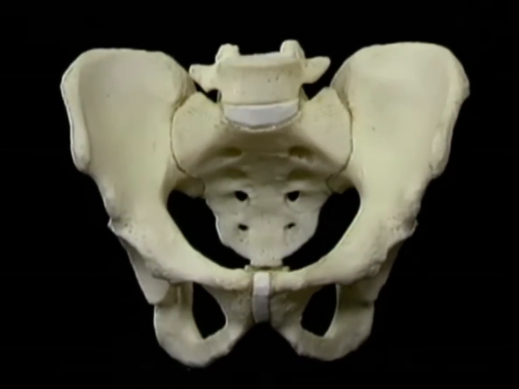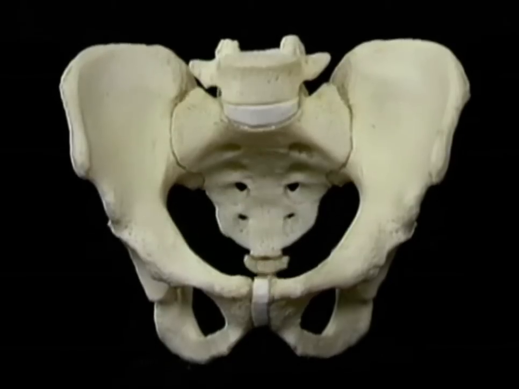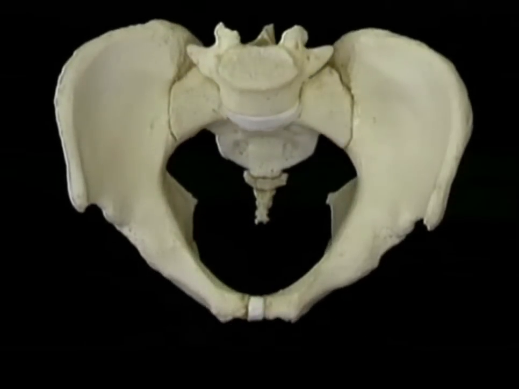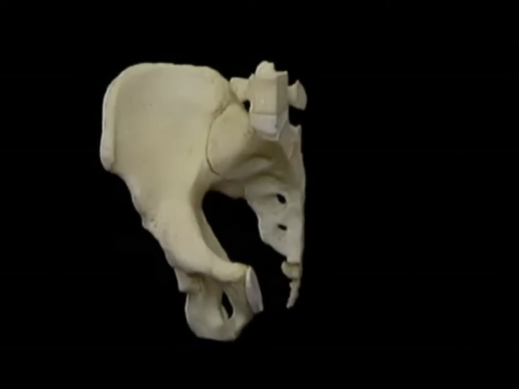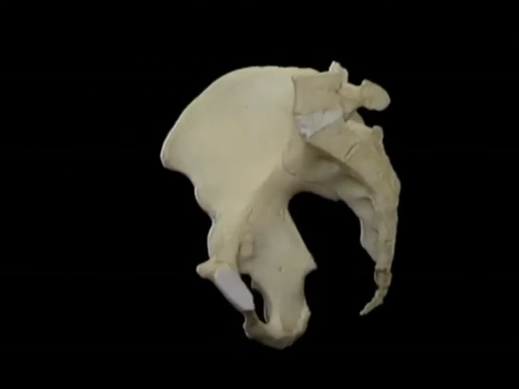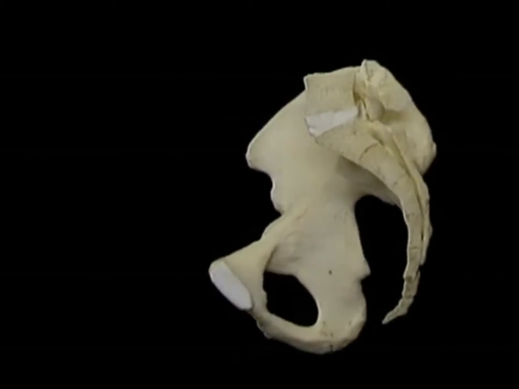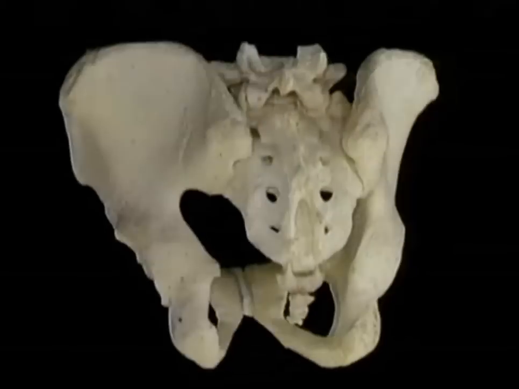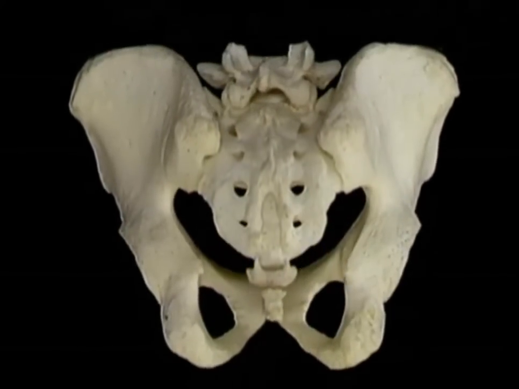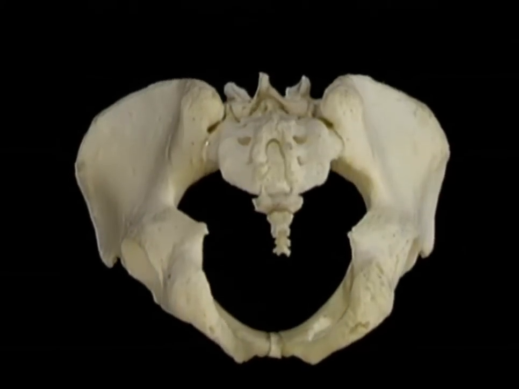We'll be looking at the pelvic cavity from 4 different viewpoints. We look down into it from above. We'll look at it from the side, with the opposite half of the pelvis removed. We'll look at it from behind, and we'll look at it from below.